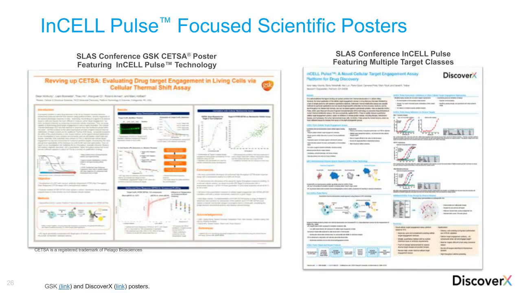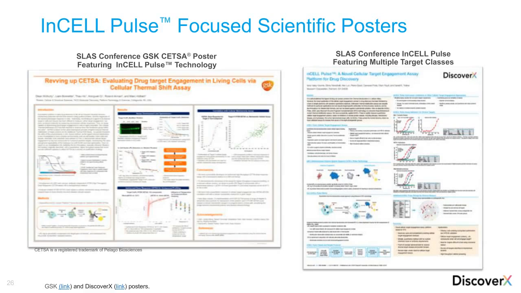Now we have a GSK poster. These two posters shown here are in general from the SLAS conference. The GSK poster focused on using a cellular thermal shift type of assay, called CETSA, and they introduced the InCELL Pulse technology within their experiments. They made it a high throughput 384-well type of format and looked at many different diverse targets. So I highly recommend looking at that. The link is at the bottom, which I can definitely share with you later.